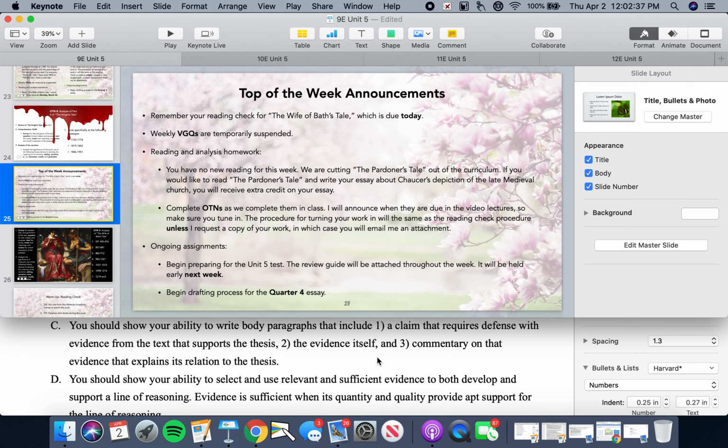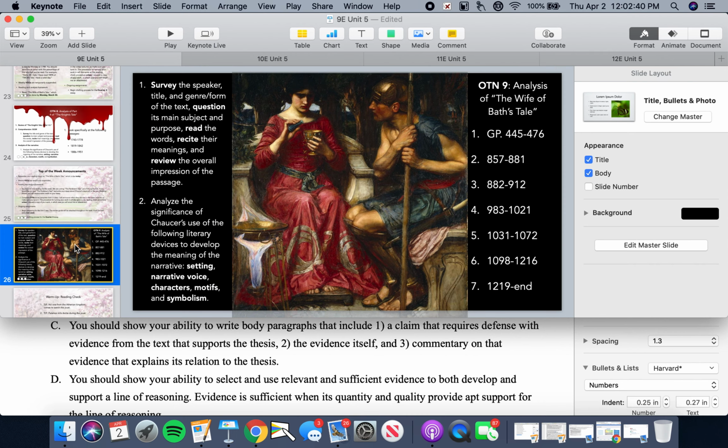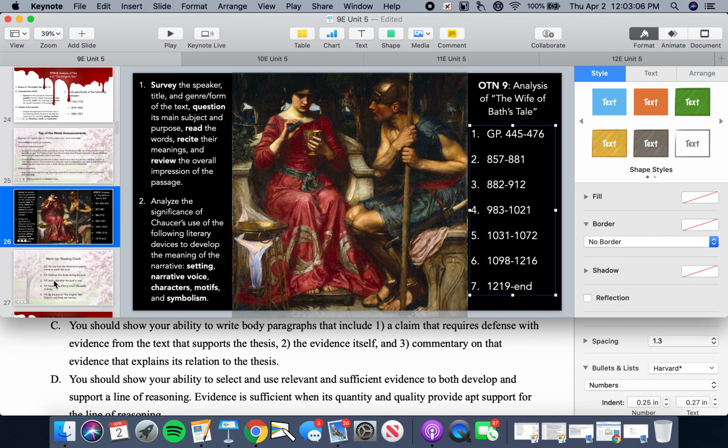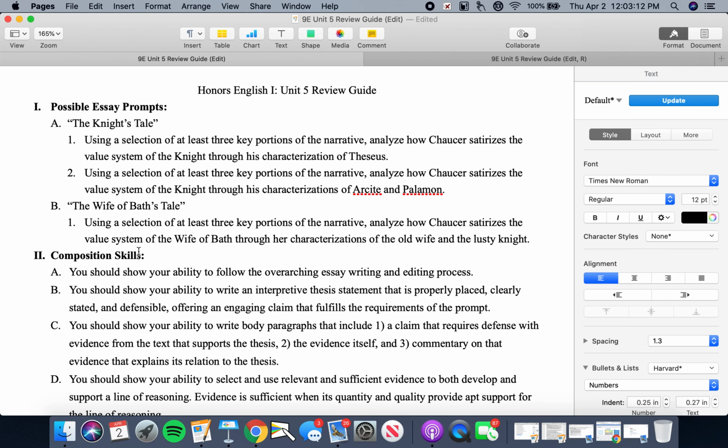On Tuesday. Obviously throughout the course of this week, we've been focused intently on finishing OTN 9, which analyzes the Wife of Bath's tale. We worked through all of these key passages and it led us to some thematic conclusions about the nature of the Wife of Bath's value system and the ways in which Chaucer is satirizing that value system through primarily his development of two important characters, the lusty knight and the old wife or the old hag. So today, I want to look at your review guide and talk about how you can prepare for that test that's coming up on Monday and Tuesday of next week.